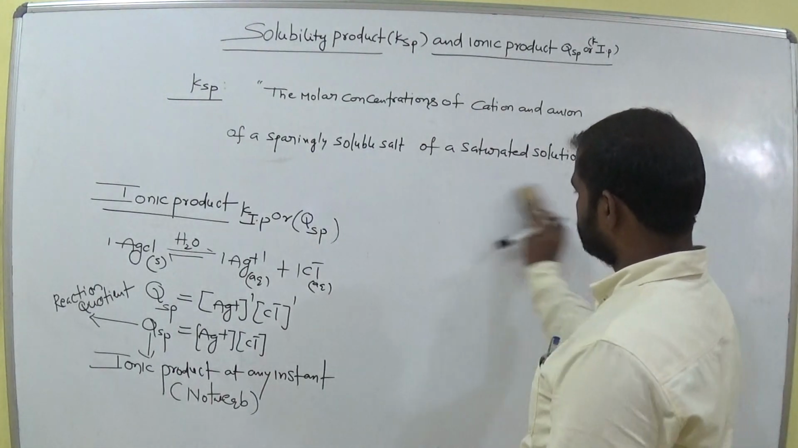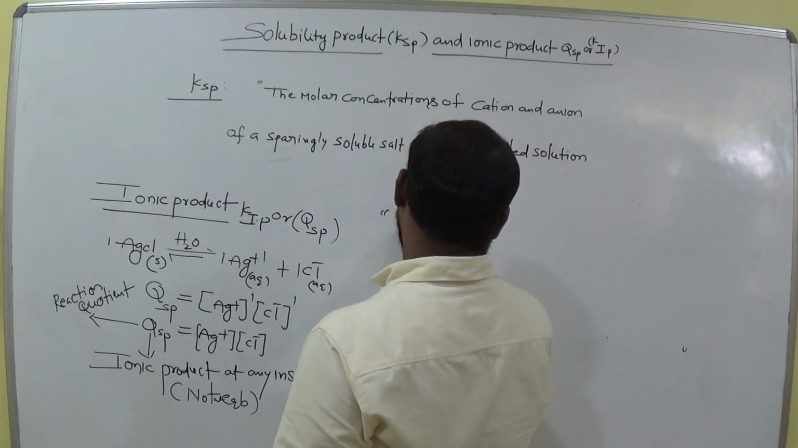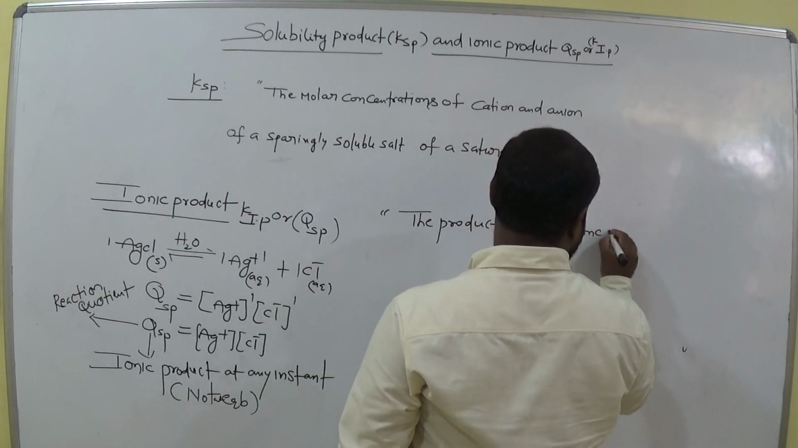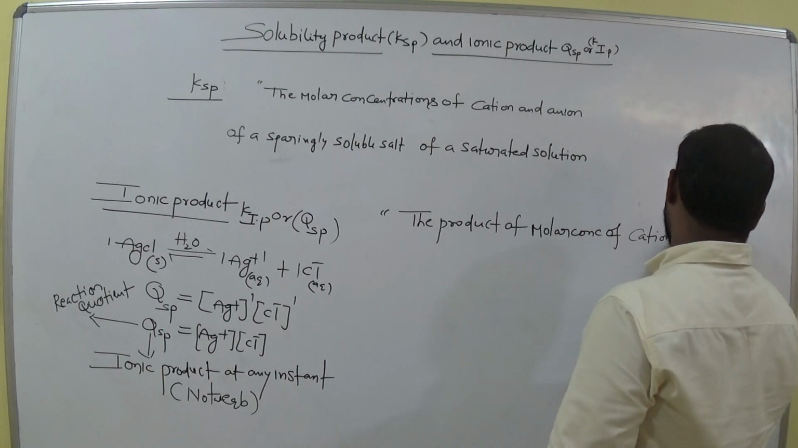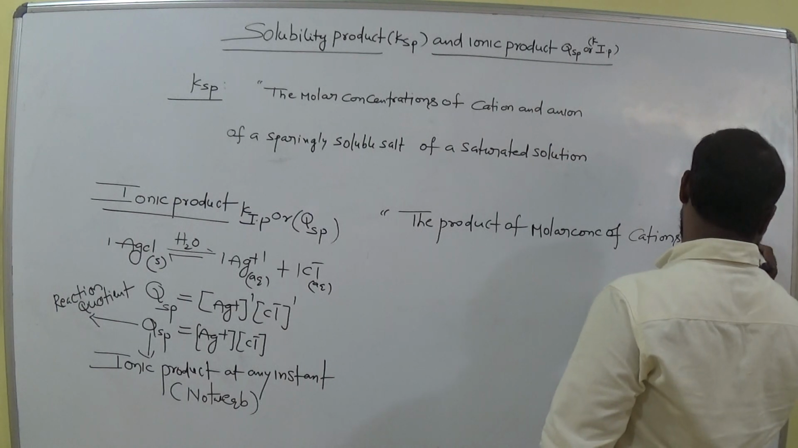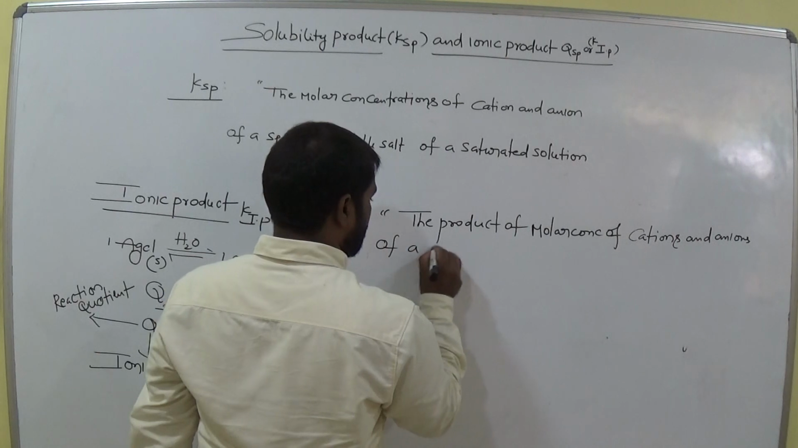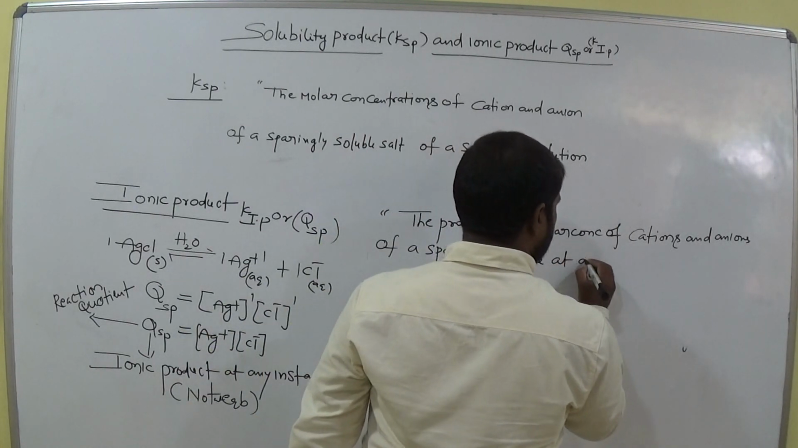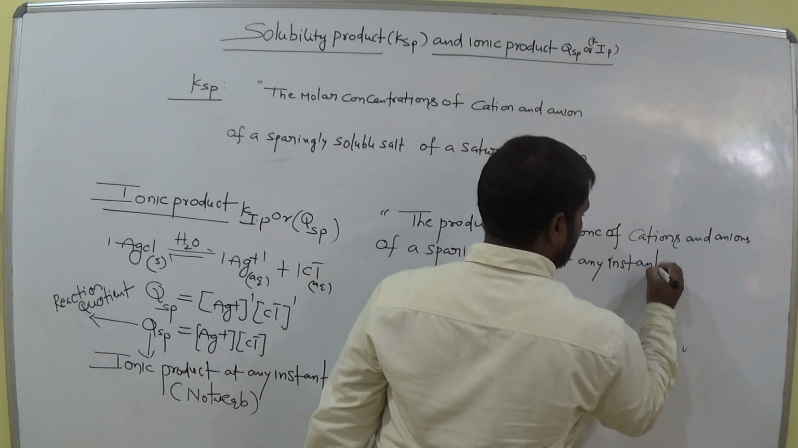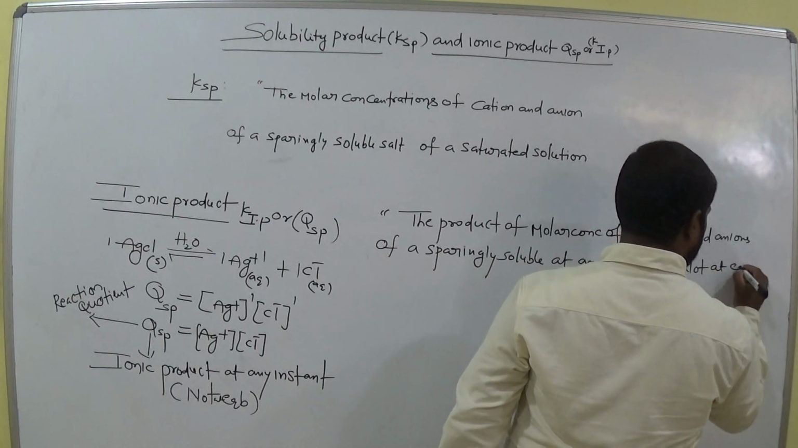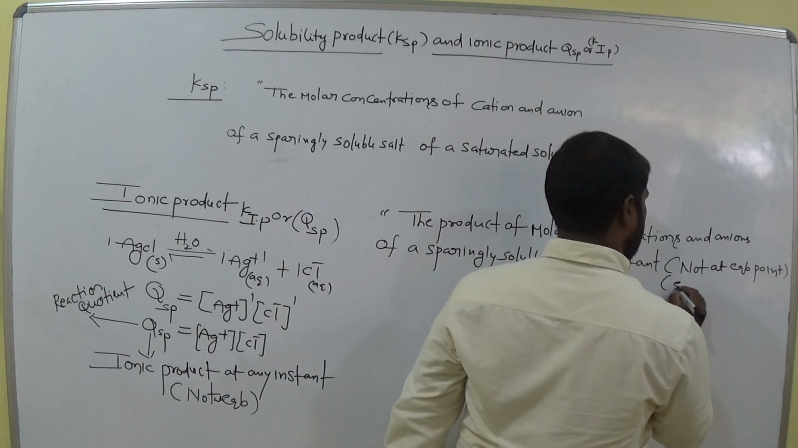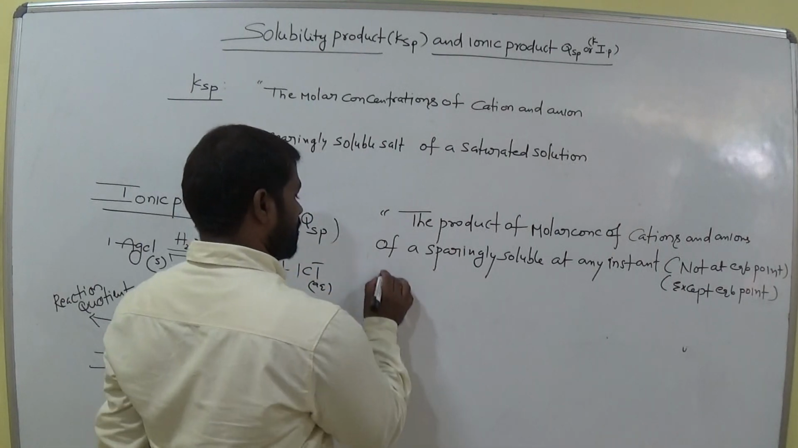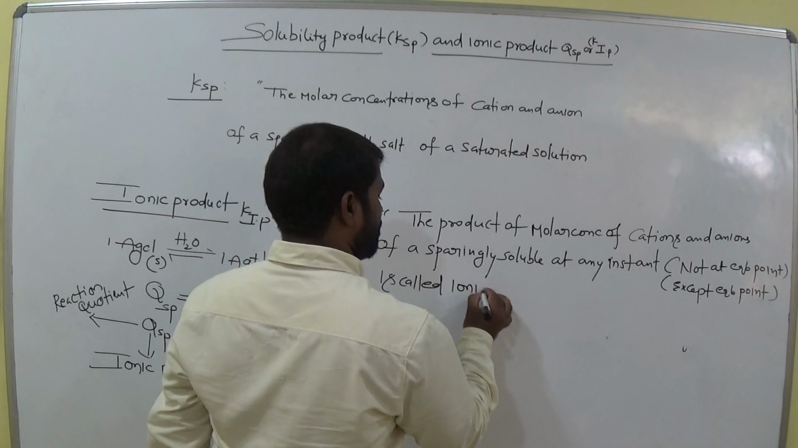The definition of ionic product is the product of molar concentration of cations and anions of a sparingly soluble salt at any instant, that means not at equilibrium point, except the equilibrium point. Okay, it is called the ionic product of a sparingly soluble salt.